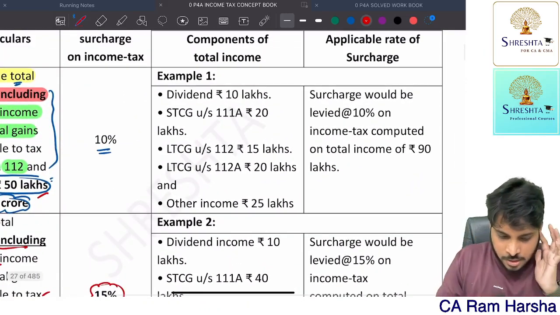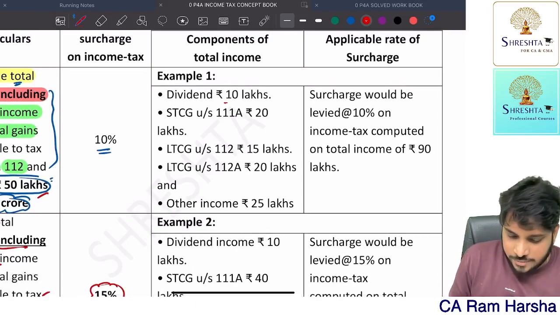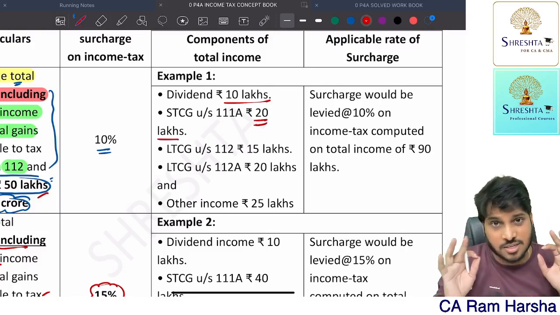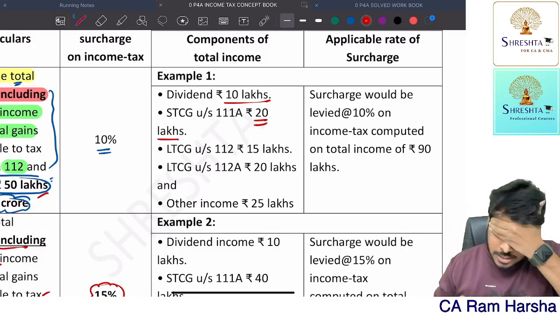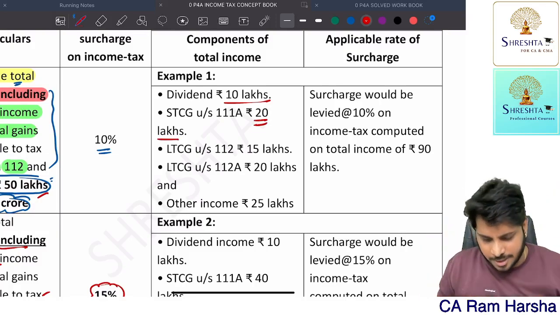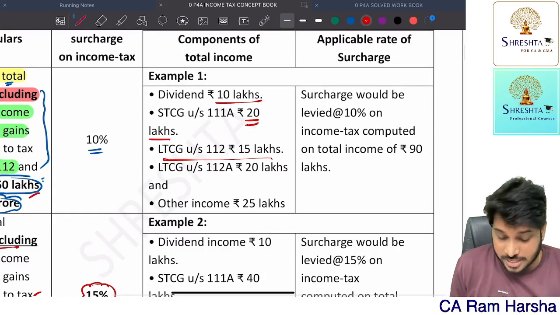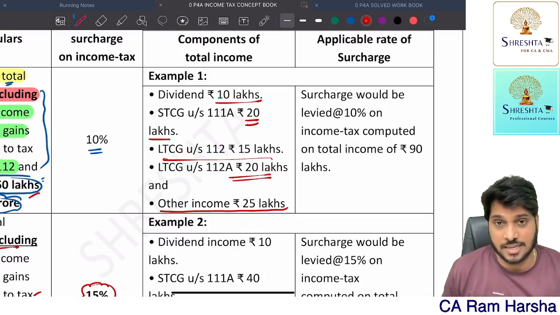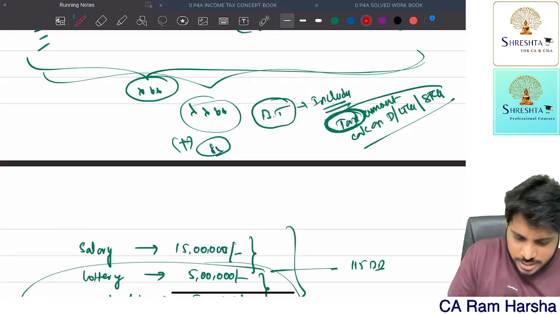Okay, now what are they saying here? Dividend is 10 lakh, short term capital gain is 20 lakh. Here answers were not given, but we will compute answers, so you also compute along with me. Long term capital gain 112 is 15 lakh, long term capital gain 112A is 20 lakh, and other income is 25 lakh. Now just look at this.